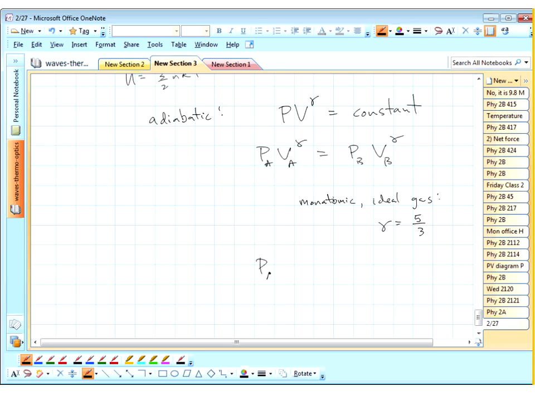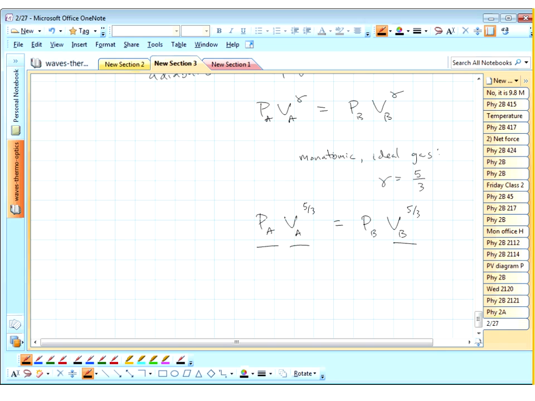So we've got P at A, V at A to the 5/3 power is equal to P at B, V at B to the 5/3 power. And we know PA and VA, and we know VB. So we can solve for the pressure at point B.